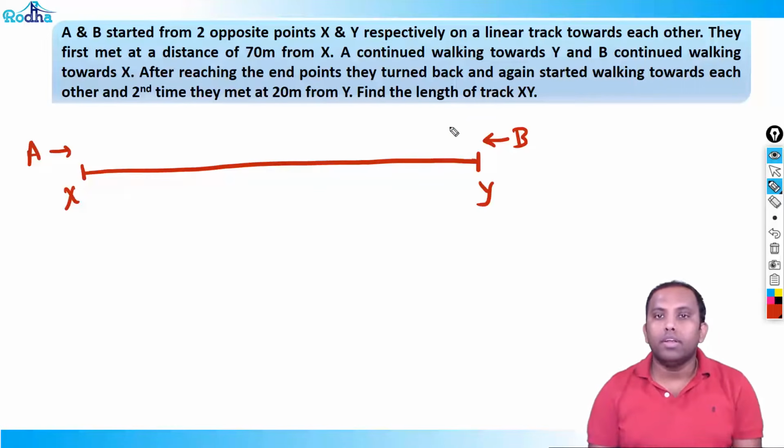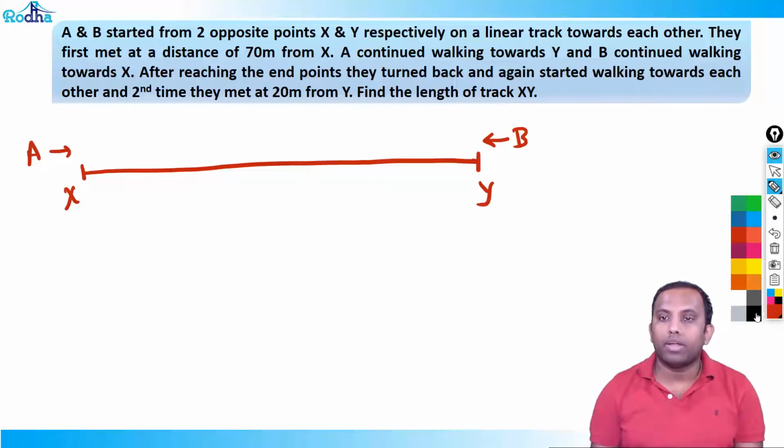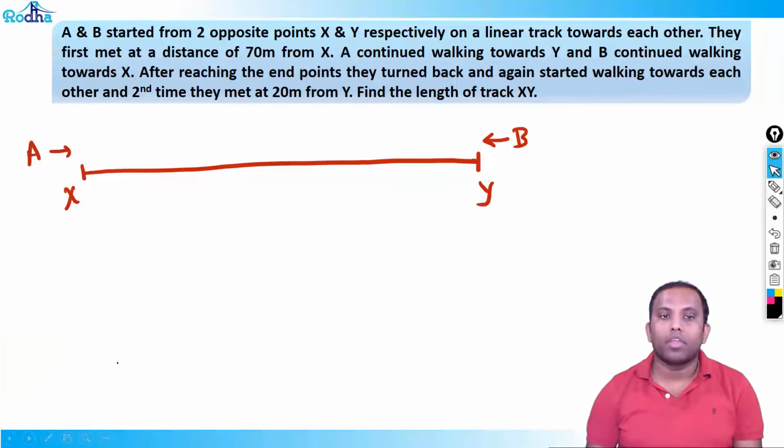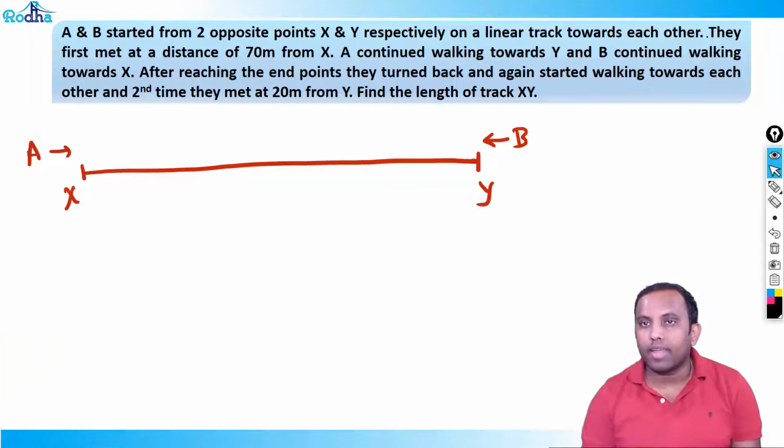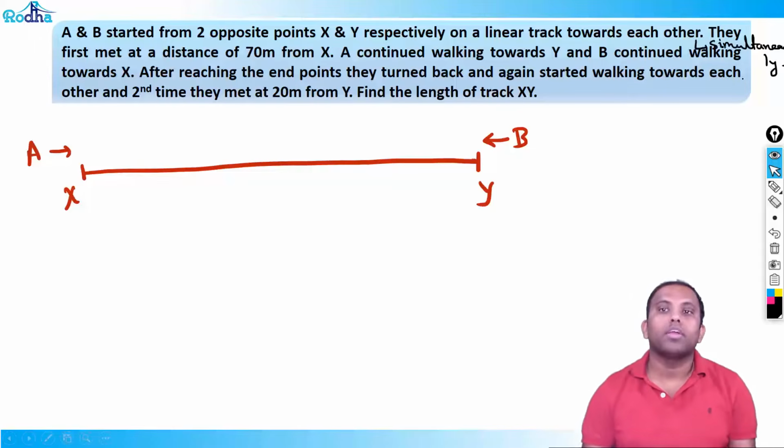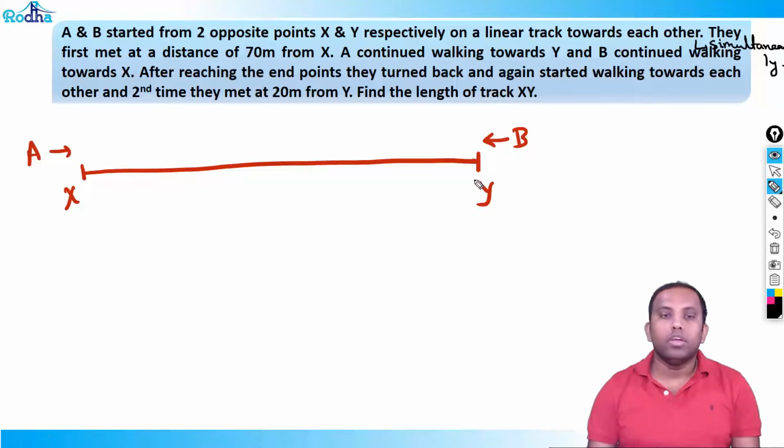So both started. You should add one point here: both have started towards each other simultaneously. That basically means that both started together.